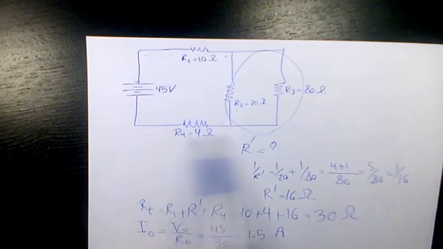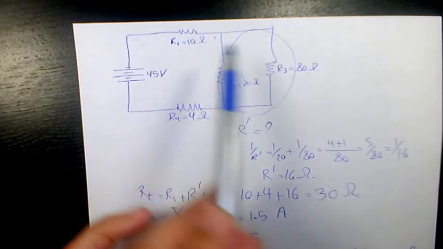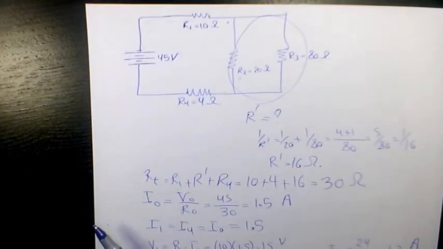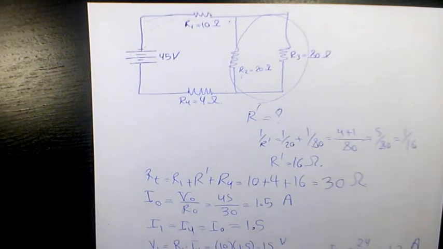And then it's going to be in series with these other resistances. So it's going to be 10 plus 16 plus 4. That's going to give me 30 ohms, the equivalent resistance. Then we can easily find I0, which is V naught divided by R naught. 45 divided by 30, that will be 1.5 amps.